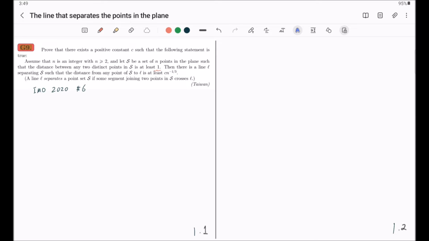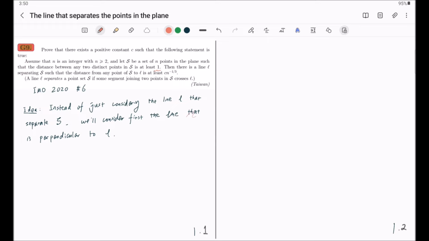The basic idea to prove this is that instead of considering the line that separates the set S, we're going to consider the line that is perpendicular to the line that separates S. And we'll look at how the points in S project onto this line. That is how we start with the proof.